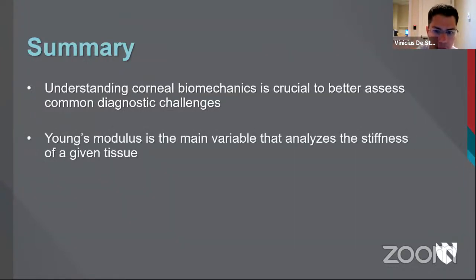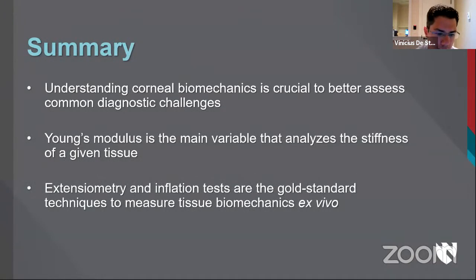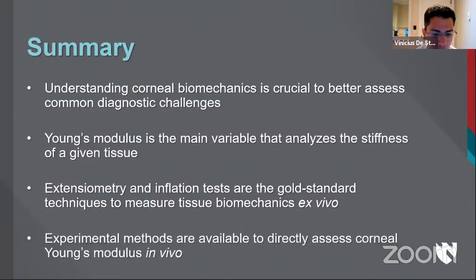The Young's modulus is the main variable that analyzes the stiffness of a given tissue. The extensiometry and inflation tests are still the gold standard techniques to measure biomechanics ex vivo. And all those experimental methods that I just mentioned are available to assess corneal biomechanics in vivo. Of course, we know that the Corvis is widely available, but the other ones are still in development, or at least only have a few sites that have them. So hopefully they'll be available to all of us very soon.